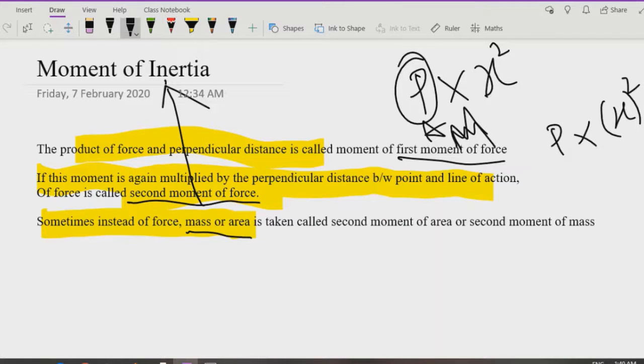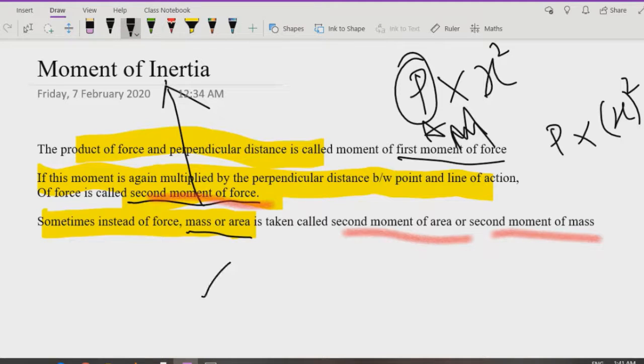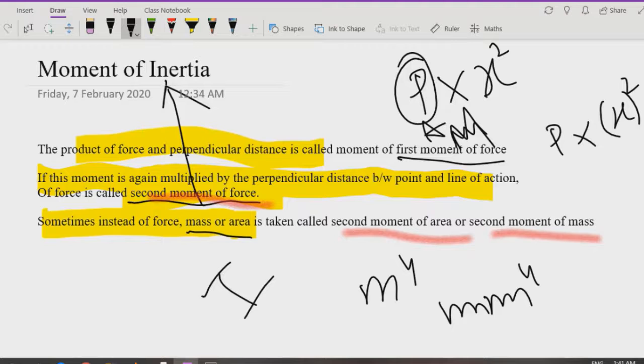So we are going to learn the moment of inertia using our second moment of area. So all these things, second moment of area, second moment of mass, or even second moment of force, is called moment of inertia. It is usually denoted by I, and it has a unit of either meter power 4, millimeter power 4, so all the length units raised to power 4. So this is the concept of moment of inertia.